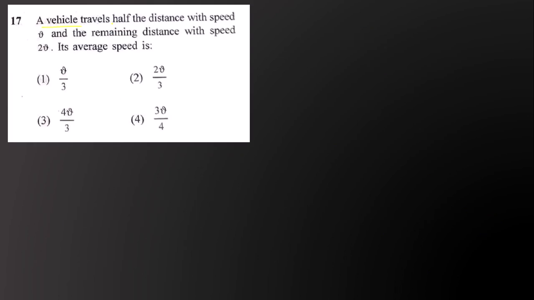This is a very old question. A vehicle travels half of the distance with a speed v1, let's say v, and the rest of the half of the distance with v2, which is 2v. What is the average speed? Well, average speed is nothing but the total distance by total time.